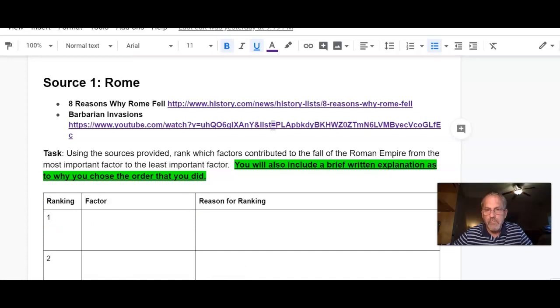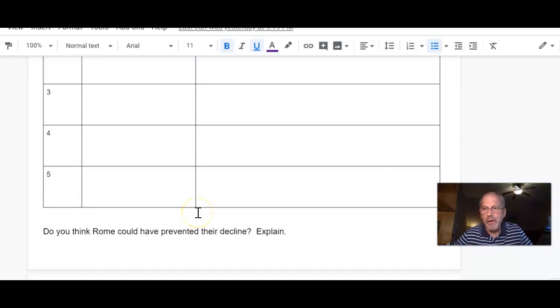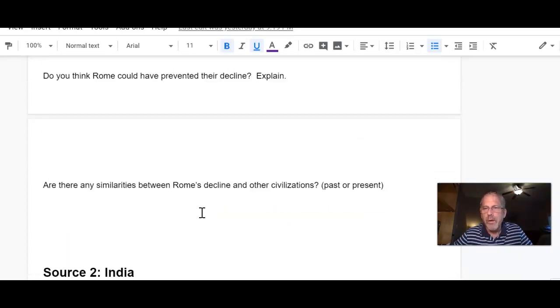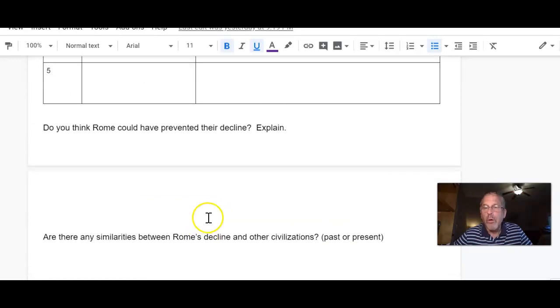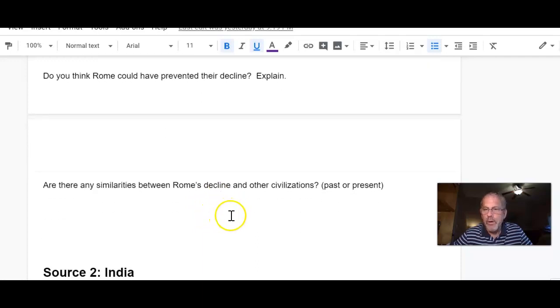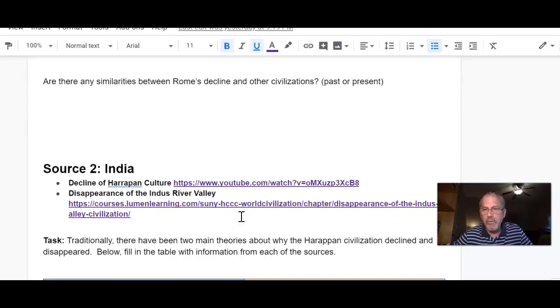And then, ladies and gentlemen, we're going to need you to start to rank these. So using the sources provided, rank which factors contributed to the fall of the Roman Empire, from the most important factor to the least important factor. 1 being greatest, lower numbers being less. Now you're also going to ask this: do you think Rome could have prevented their decline? Explain that. Are there any similarities between Rome's decline and other civilizations, past or present?